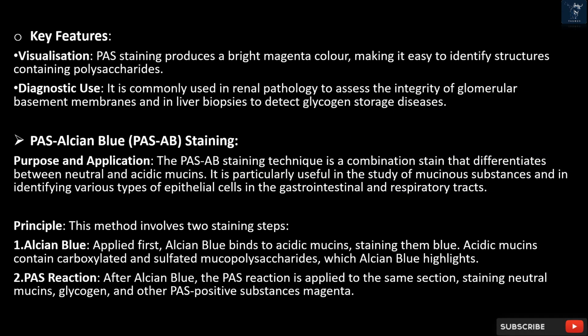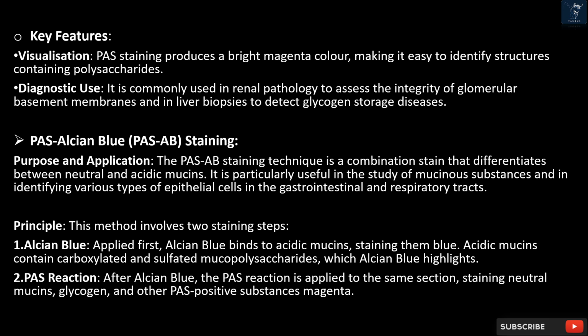Key features. Visualization. PAS staining produces a bright magenta color, making it easy to identify structures containing polysaccharides. Diagnostic use. It is commonly used in renal pathology to assess the integrity of glomerular basement membranes and in liver biopsies to detect glycogen storage diseases.